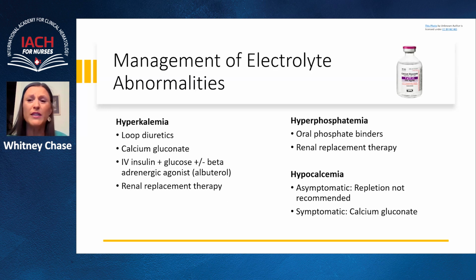Hyperphosphatemia can be difficult to manage, especially if it occurs in conjunction with acute renal injury. Oral phosphate binders can be used if the patient can tolerate PO, but it's also most effectively managed with renal replacement.